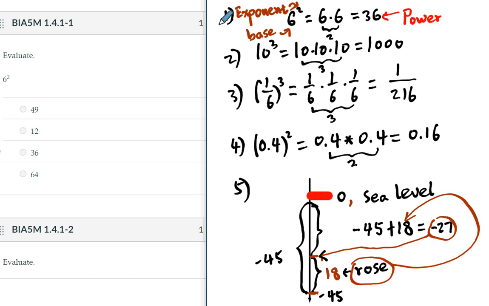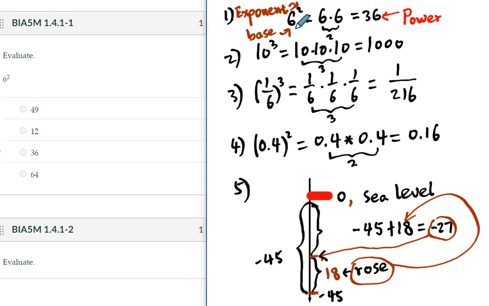Now, let's look at these 5 questions. The first one is 6 squared. We know 6 squared here is 6 times 6 twice. So the answer is 36.